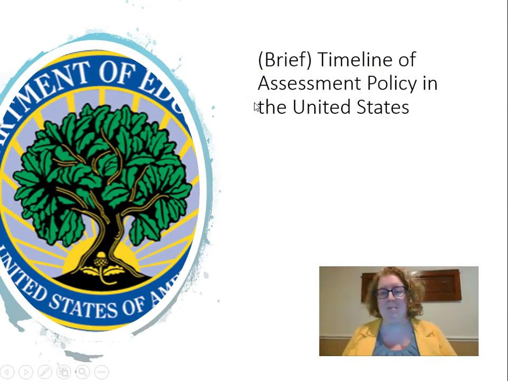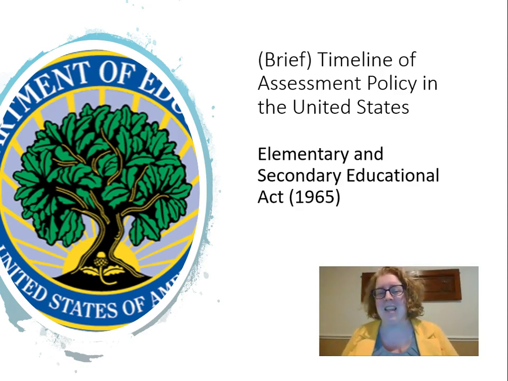So first, a brief history of the assessment policies in the United States. It all started with the Elementary and Secondary Education Act in 1965, which was part of the War on Poverty. It was the first time that we were really delegating federal funds to education, which was really targeted toward these Title I funds, which were targeted towards schools with high rates of poverty.